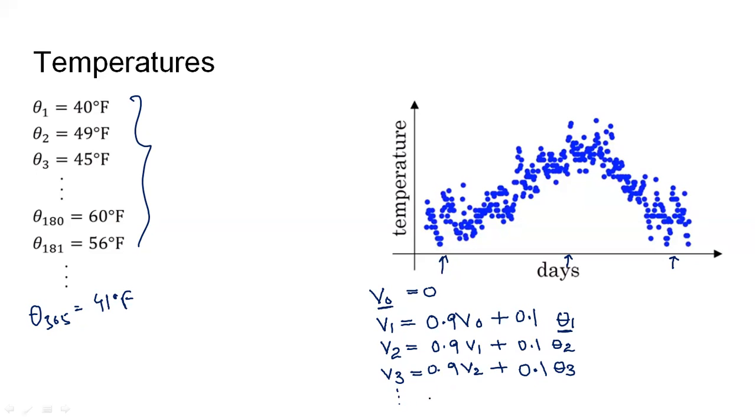Okay, and if you need to write a generalized equation as v at the t-th day, that would be equal to 0.9 times v of the previous day's temperature, that is v of t minus 1, plus 0.1 times theta t, that is the present day's temperature.